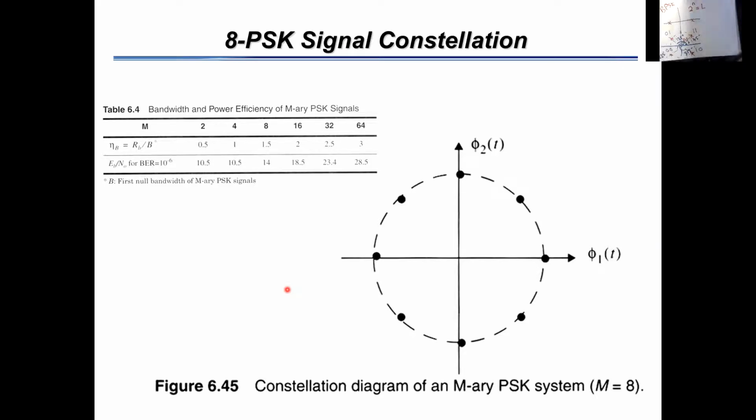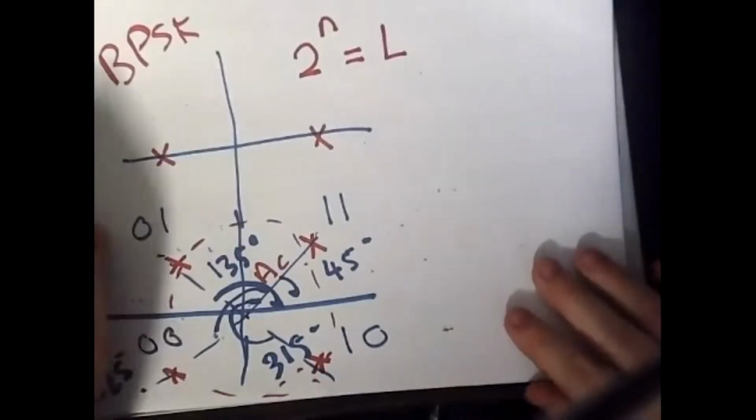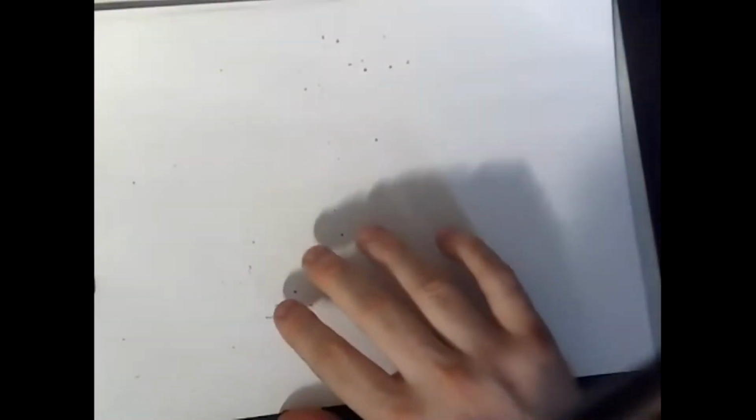What do I mean by noise immunity? Okay, so let's explore it in detail. Let's stop sharing for a while. Let's now use a new paper to explore. Let me make a comparison between the binary phase shift keying, the quadrature phase shift keying, and the 8 PSK.